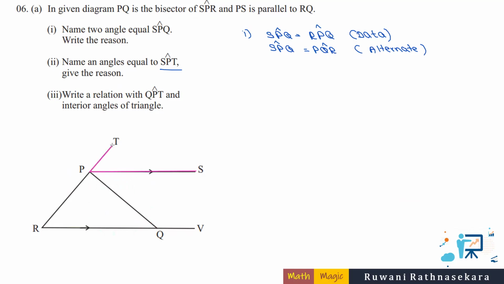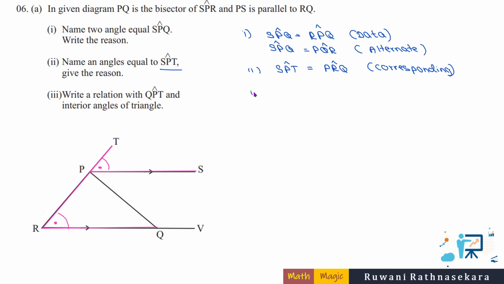Right. Since it's like an outsider, outside angles we normally get as corresponding angles. Therefore, SPT becomes equal to PRQ, given as a pair of F-type corresponding angles. SPT is equal to PRQ, given as a pair of corresponding angles. Right?